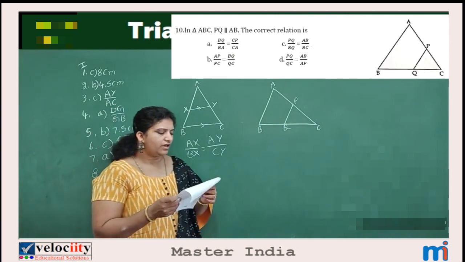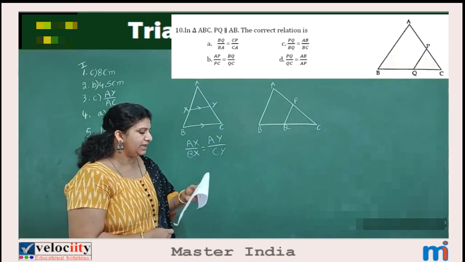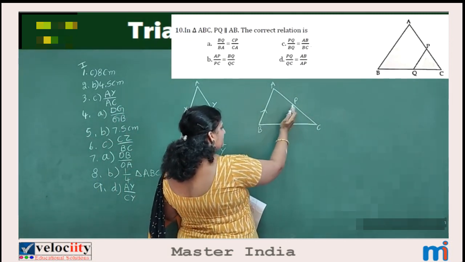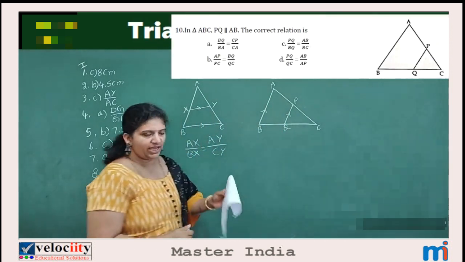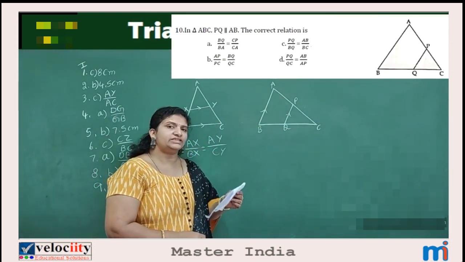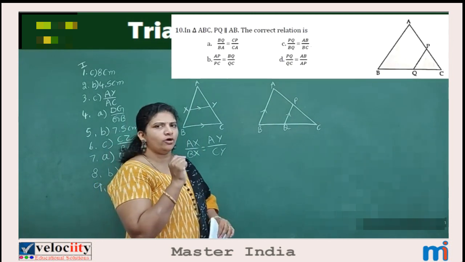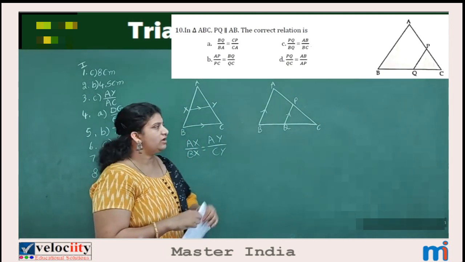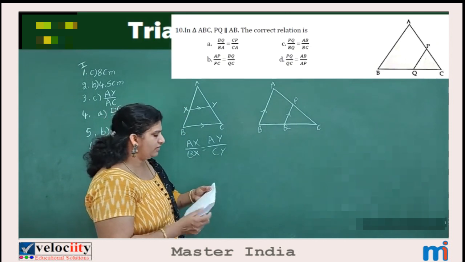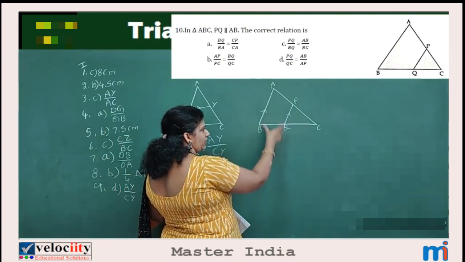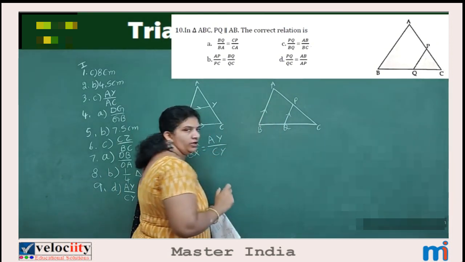10th one. In triangle ABC, PQ is parallel to AB. The correct relation is, you have 4 options. By seeing options, we need to answer this one. Okay, let us see the first option. BQ by BA. Can you compare like this? No, I cannot compare.